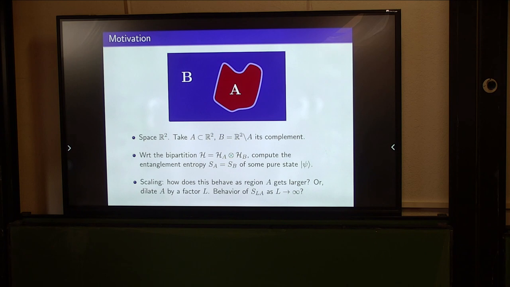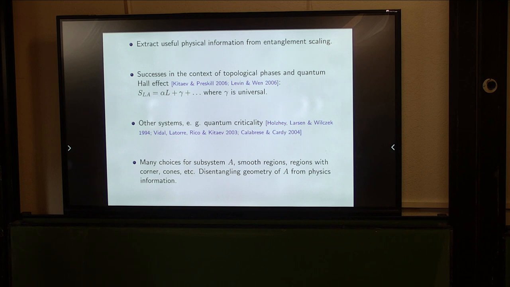One question people have asked over the last few years is this: typically you have some wave function on your computer. Imagine you can compute this thing, entanglement entropy, which was explained in Benoît's talk, and you try to see how it behaves when the region A gets larger. This is entanglement scaling. Either you imagine that region A becomes bigger and bigger, or, more conveniently for this talk, you consider some region A which is fixed forever, and then you just dilate it by some factor L, multiplying the size of A by 2, by 3, and you want to study what happens when L goes to infinity.